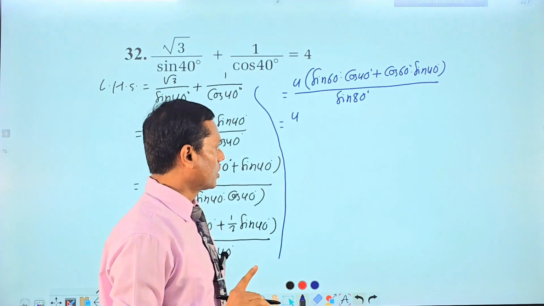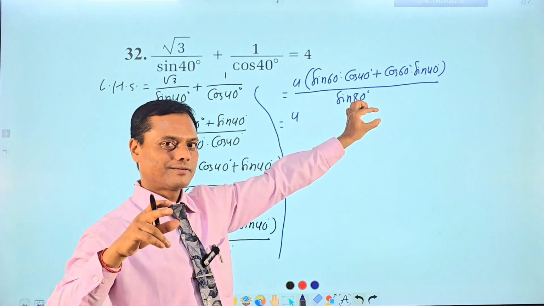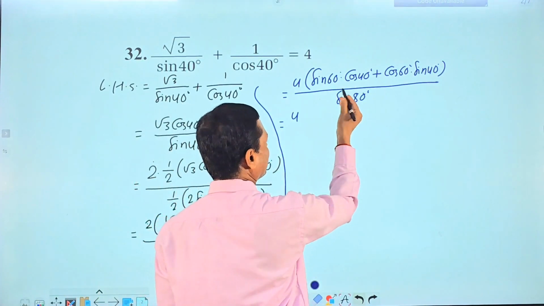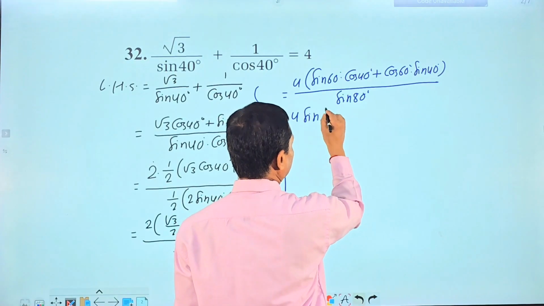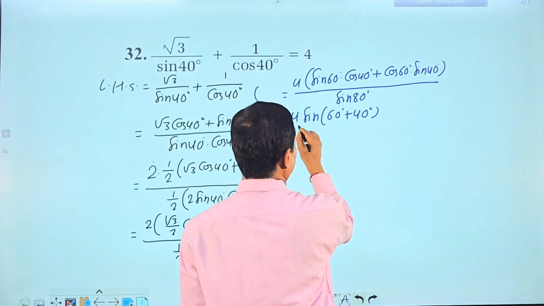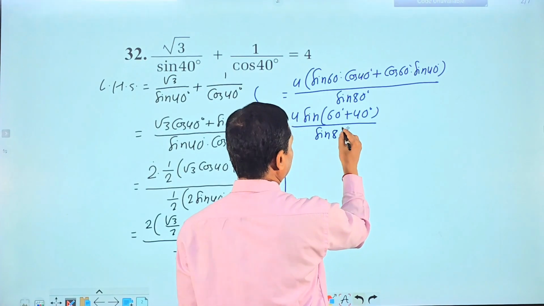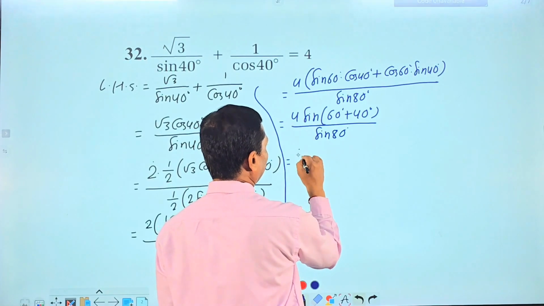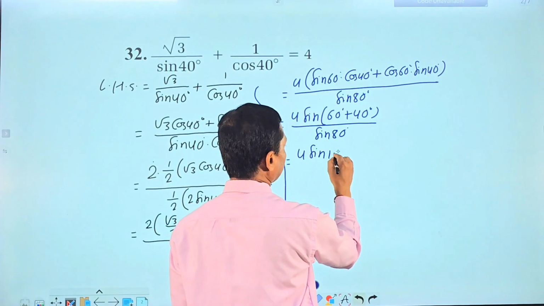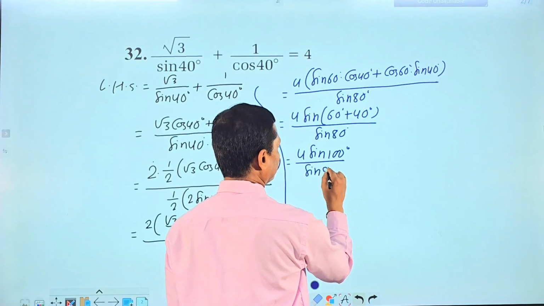Remember one formula, the compound angle formula: sin A dot cos B plus cos A dot sin B. Yes, you are right, that is sin A plus B. So we can write here sine 60 degree plus 40 degree, and here is sine 80 degree. Now we have here 4 sine 100 degree over sine 80 degree.